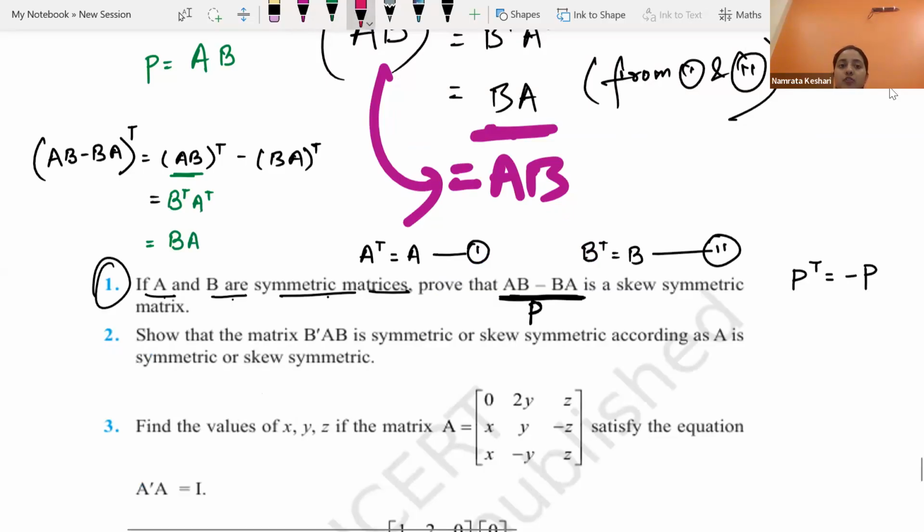Similarly, we will deal with the other part. So BA transpose is there. We can write it as A transpose times B transpose, right, Kiran? Yeah. Now A transpose is just A and B transpose is just B, right? Yes. Okay, so we have got BA minus AB. Okay, if we take out minus common from here, can we write it as minus of AB minus BA?